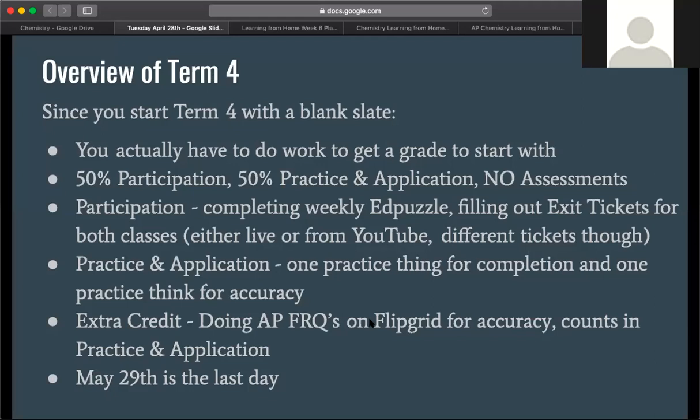Okay. So what you'll see is that participation is listed as a P. The practice and application and the extra credit are both listed as PA. Participation is not supposed to have anything at all to do with accuracy, but practice and application is, and so that's where the extra credit is, because that's where it's going to go to help boost grades. Okay. Ms. Baskin. All right. You can go first, whoever said Ms. Baskin.